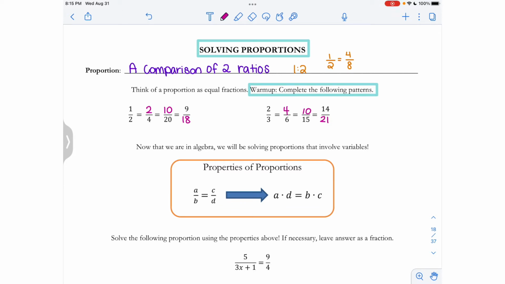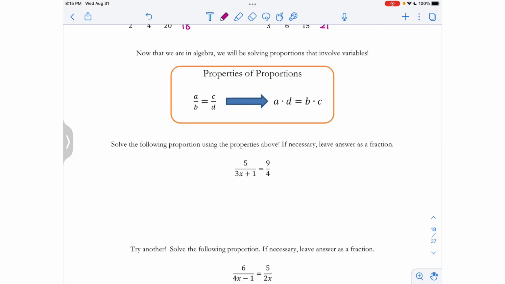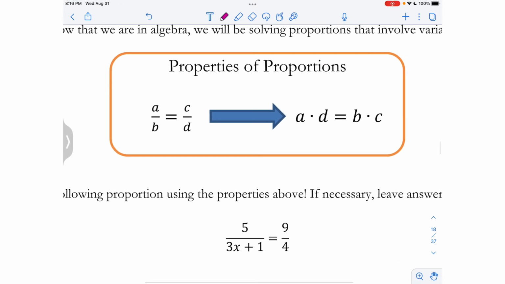Now that we are in algebra, we're going to be solving equations where I give you a proportion, but there's an x somewhere in it, and we're responsible for solving for x. In order to do this, we need to use a special property. It says that if a over b equals c over d, this is equivalent to a times d equals b times c. That sounds really confusing, but you have done this before, and we called it cross multiplication. So if I have a proportion, I can cross multiply.